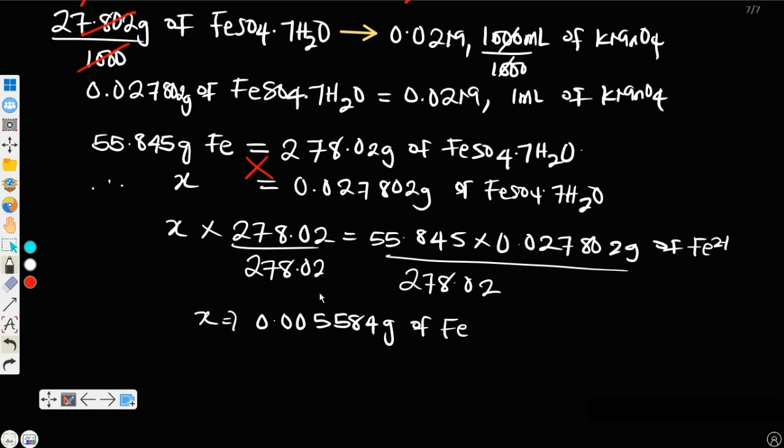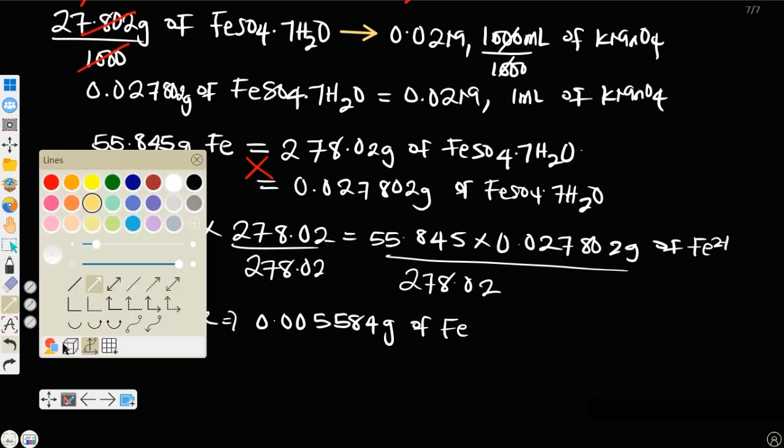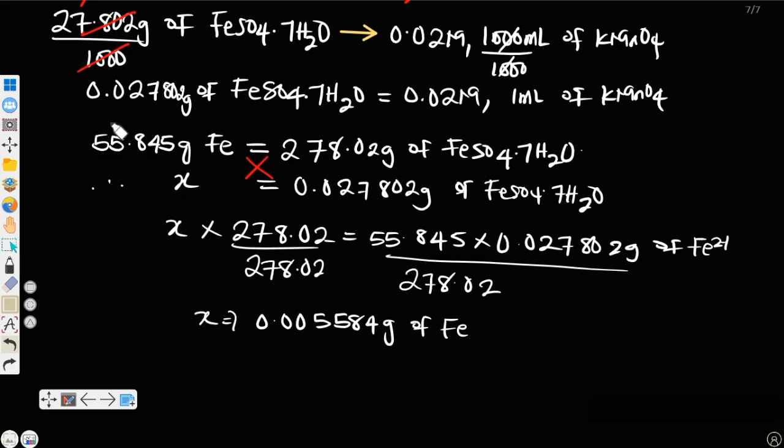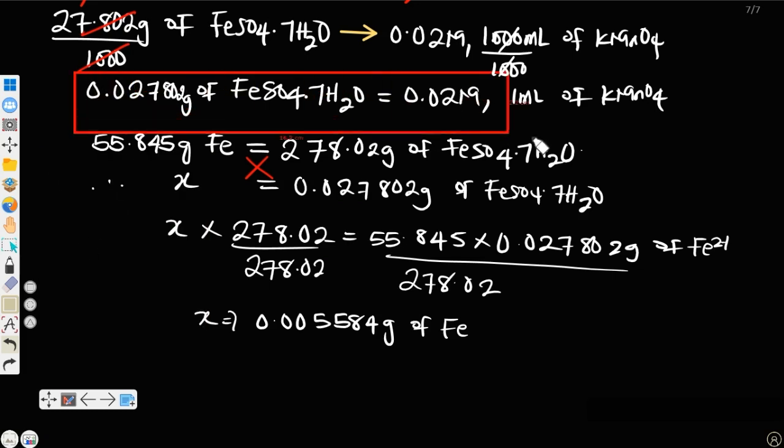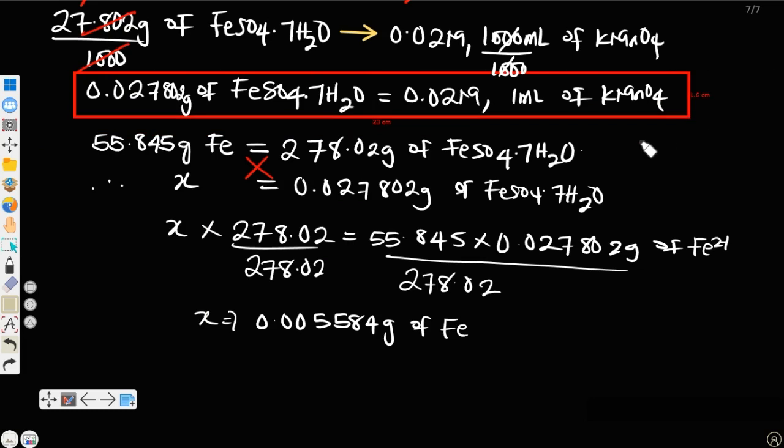So in this milli equivalent, this value you have here is the milli equivalent for what? The entire iron sulfate solution. Are you getting it now? This entire thing here is the milli equivalent for the entire iron sulfate solution. But if you are now looking for the milli equivalent for only the iron, it will not be this amount. Are you getting it now?